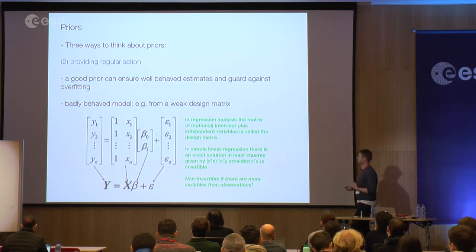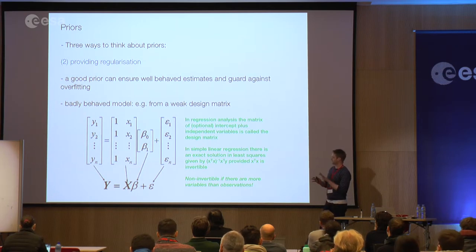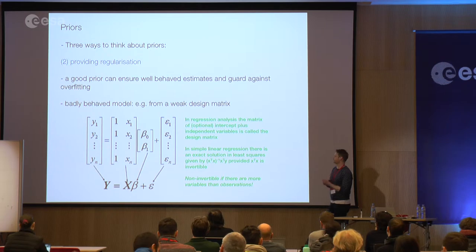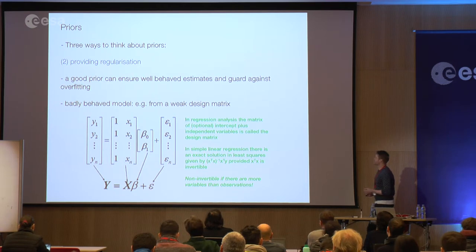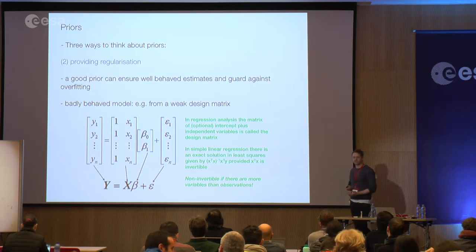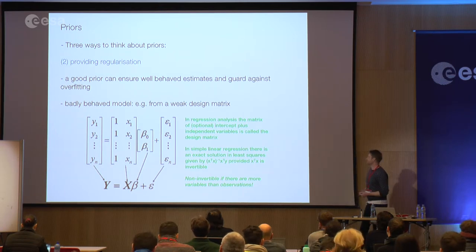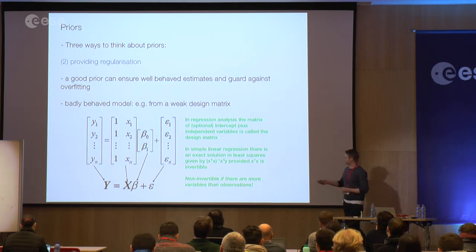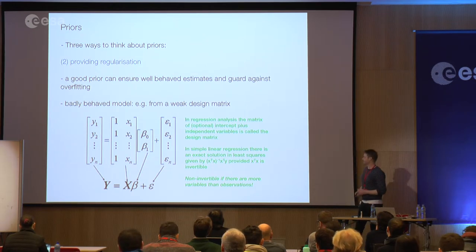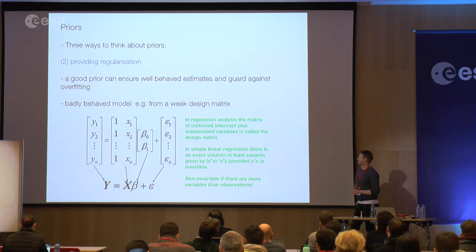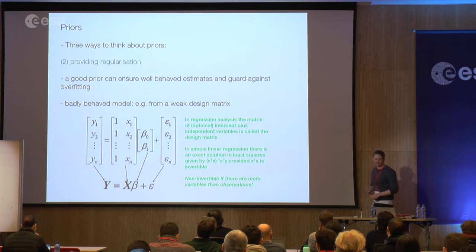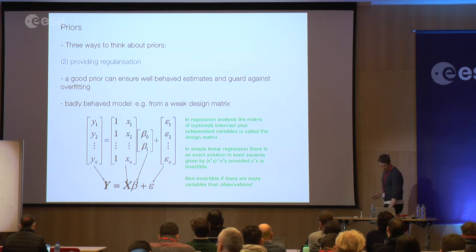Other ways models can be badly behaved: I mentioned this idea of a design matrix, where we want to make predictions based on a collection of observable independent variables which help our estimates. In the case that we have more potential variables to predict with than we have observations, then the model is ill-defined, and we won't be able to take the simple matrix solution of linear regression. So in this case, we need to introduce a prior structure which allows us to proceed and effectively construct a posterior from something which otherwise is mathematically poorly behaved.